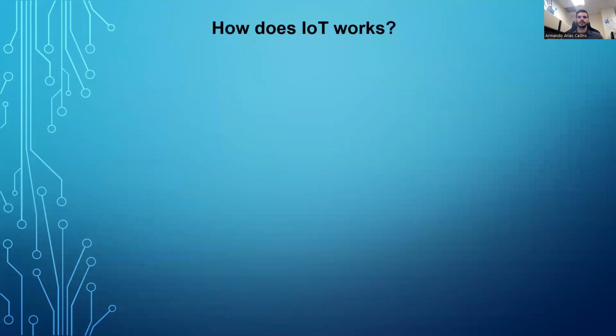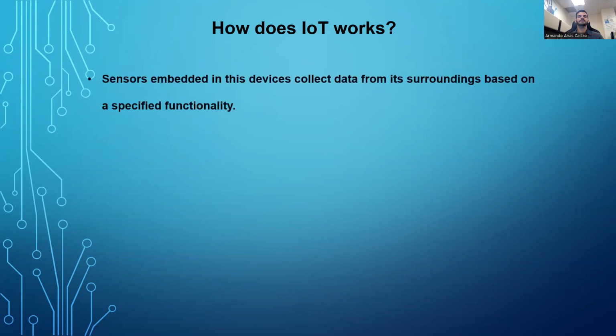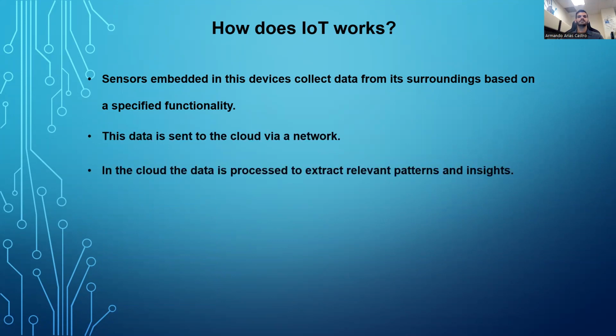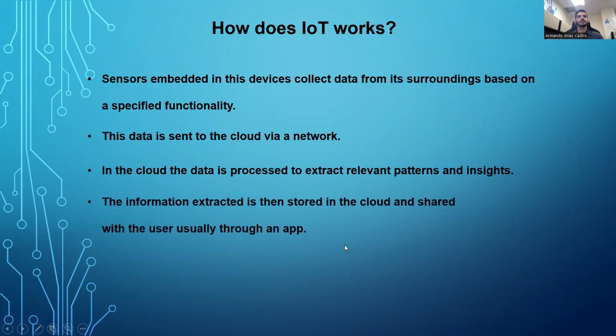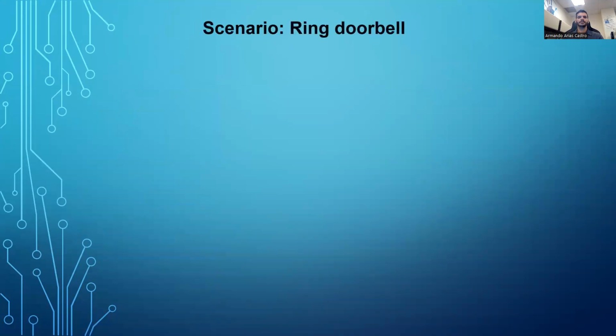Now let's analyze the complete cycle. Sensors collect data from their surroundings based on a specified functionality. This data is then sent to the cloud via network or the internet. In the cloud, this data is processed to extract insights and patterns that are relevant. This information is then stored in the cloud for future use and shared with the user, usually through an app on their phone. Let's look at a scenario to better understand the process.